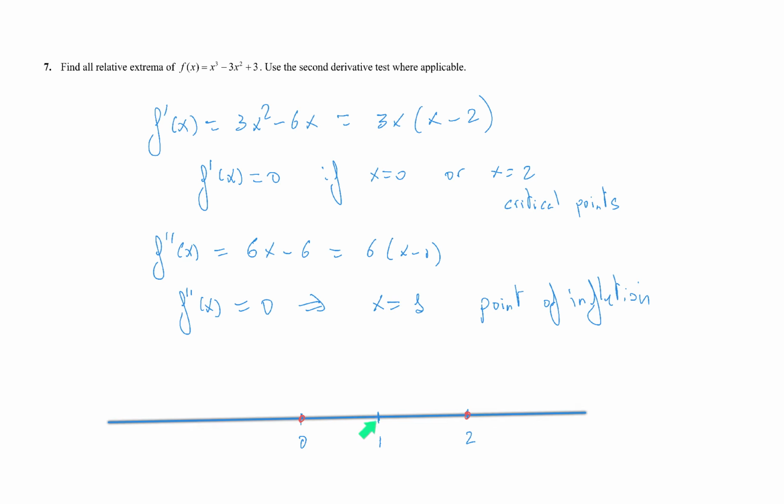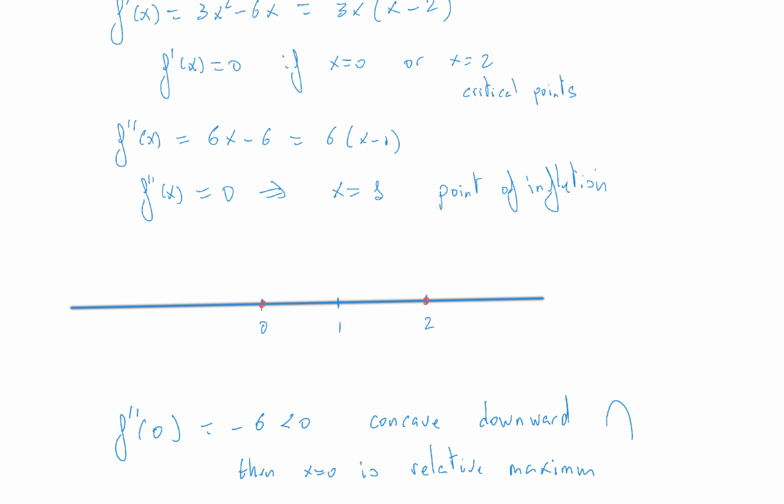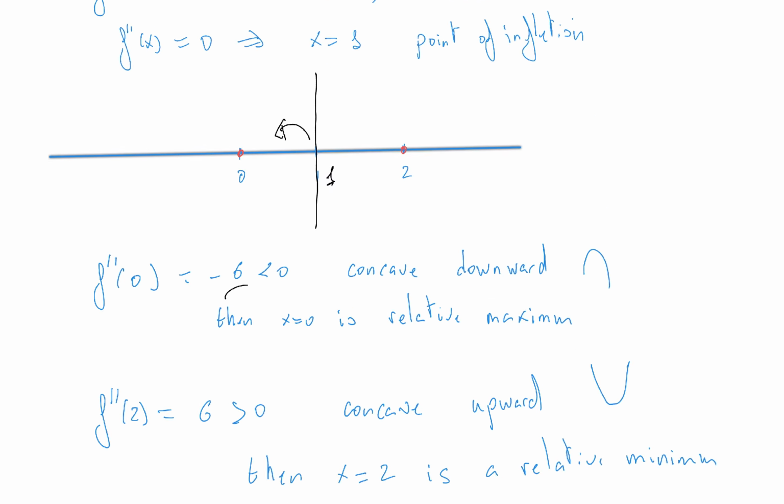What happened to the right of x equal 1 and what happened to the left of x equal 1 is what we are interested to know: the concavity. The result for this problem is that to the left of the inflection point, x equal 1, the concavity is negative. For example, if you plug in 0, which is to the left of x equal 1, the second derivative is negative, meaning it's concave downward.